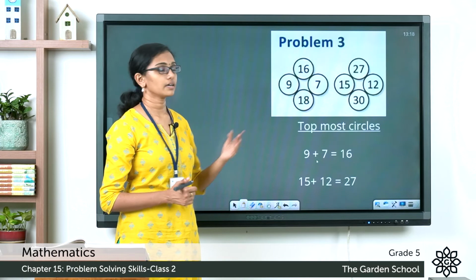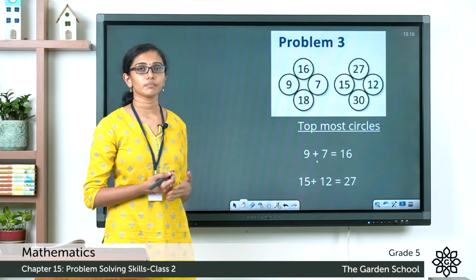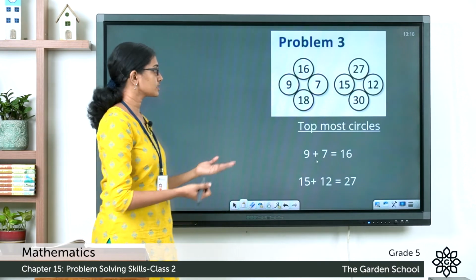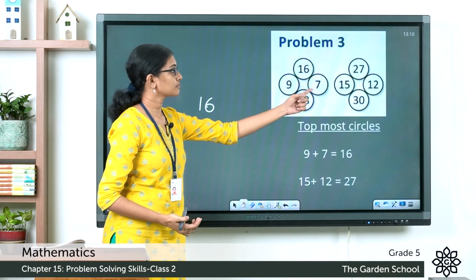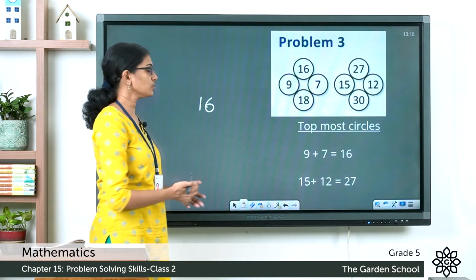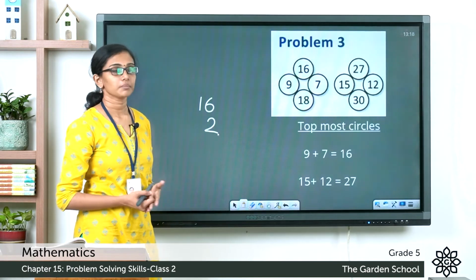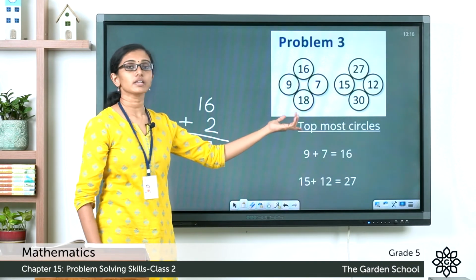So this number here, let's try to find out a connection with the other numbers in the other circles. So we know 9 plus 7 is equal to 16. And what is 9 minus 7? It is equal to 2. What if we add these two numbers? 16 plus 2, we get 18. And we have 18 here.